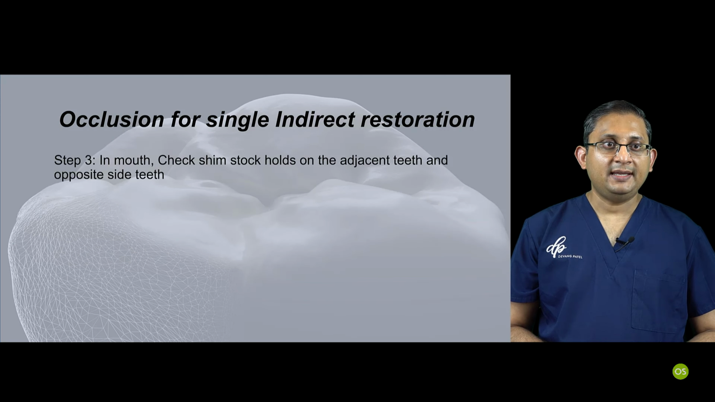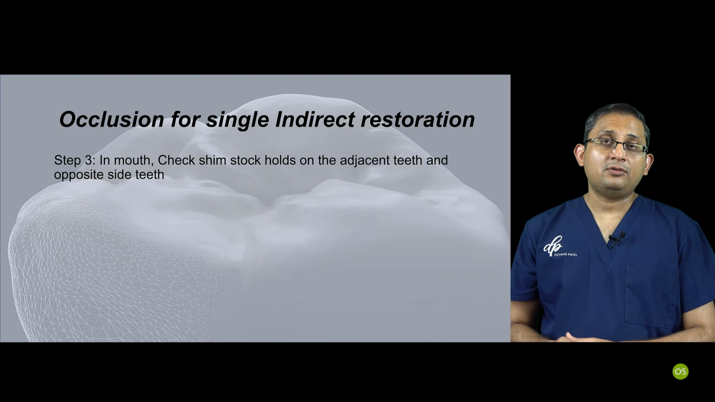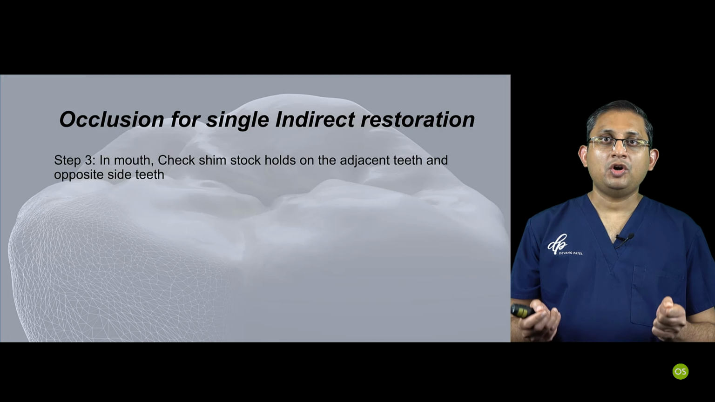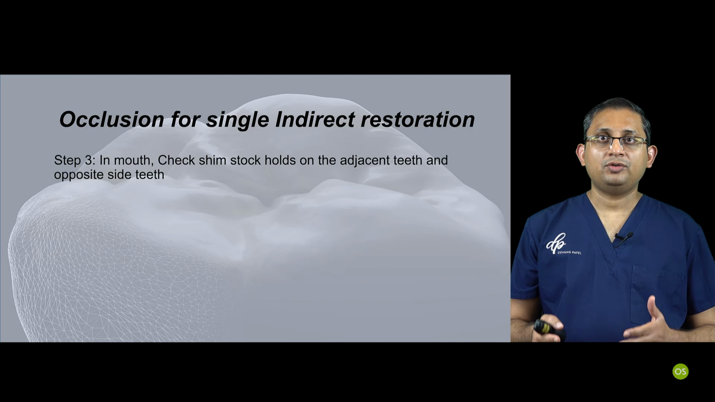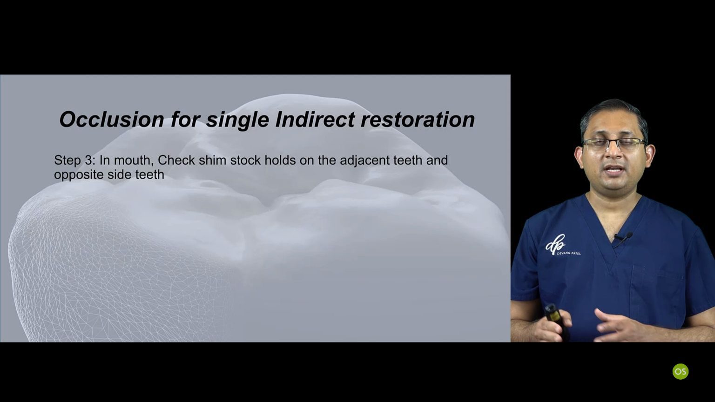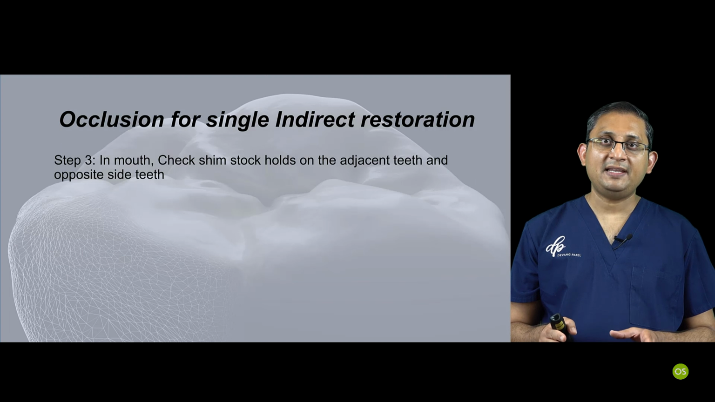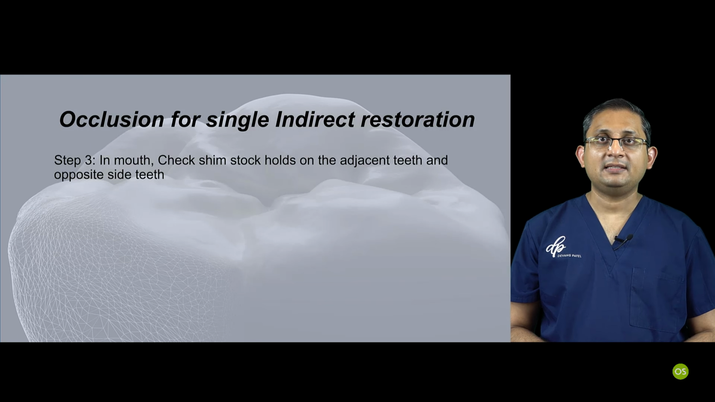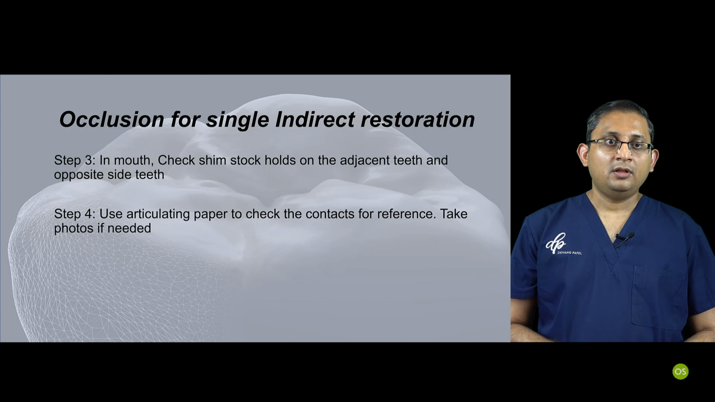Step 3 is in the mouth. Now you need to check the shim stock hold and articulating paper hold of the adjacent teeth and make sure that you know where the contact points are. You record it and you make a note of that, because you want that to be replicated after you fit your crown. Also, the crown should have a contact as well, or a guidance if you have planned guidance in that crown. Use articulating paper to check the contact for references on the opposing arch as well.